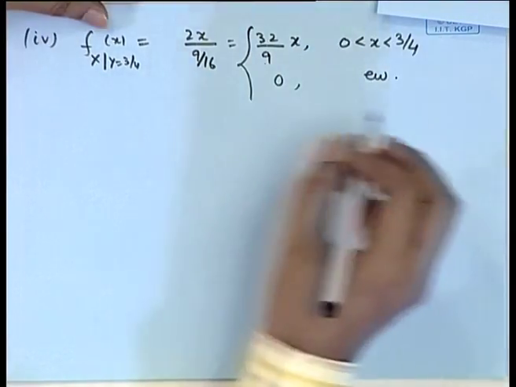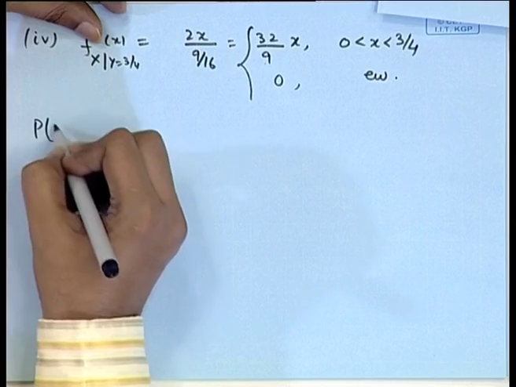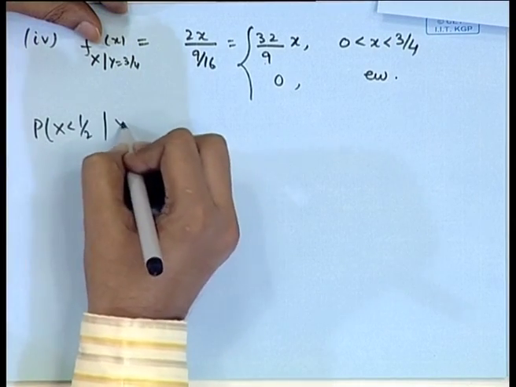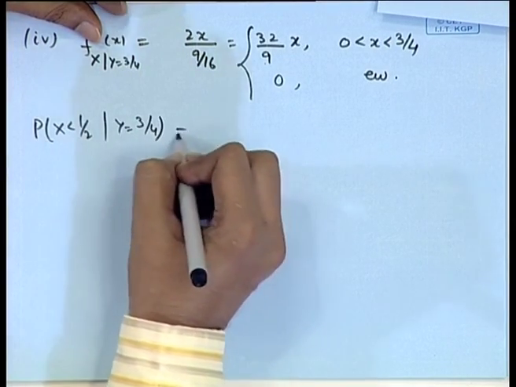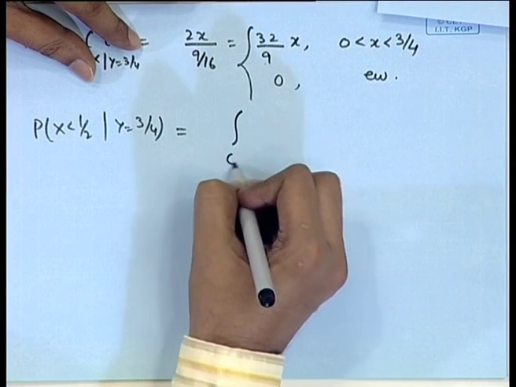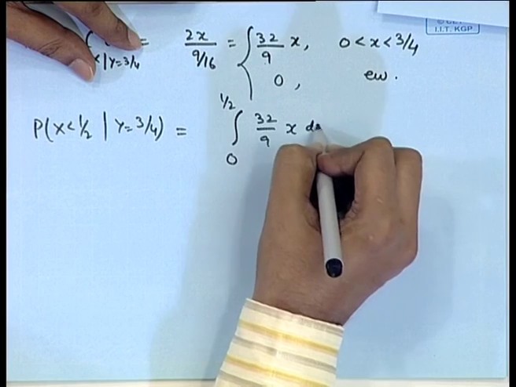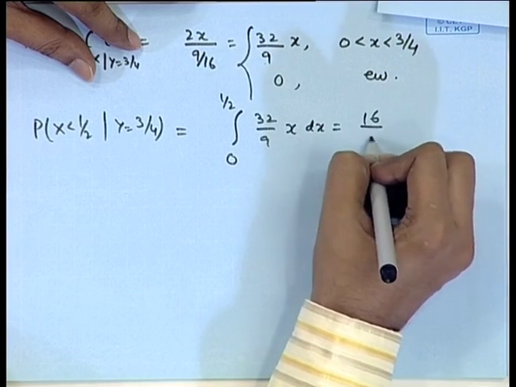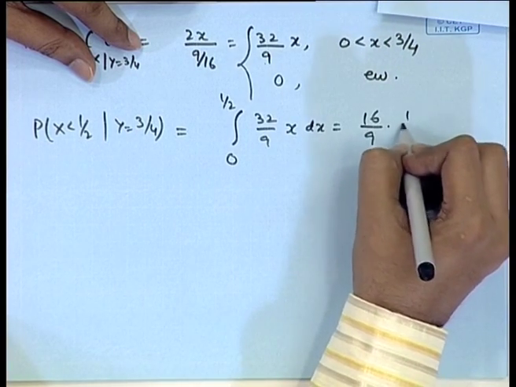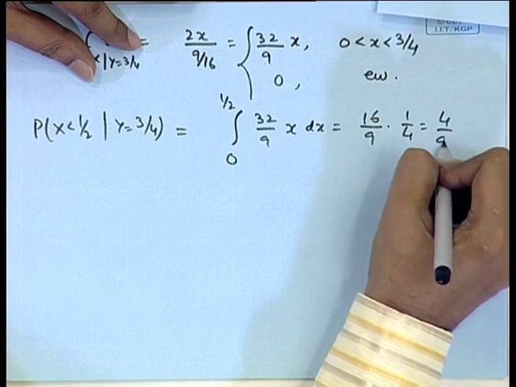So, now if we want to calculate probability of x less than half given y is equal to 3 by 4, it is the integral from 0 to half 32 by 9 x dx. So, which is 16 by 9 times 1 by 4, that is 4 by 9.